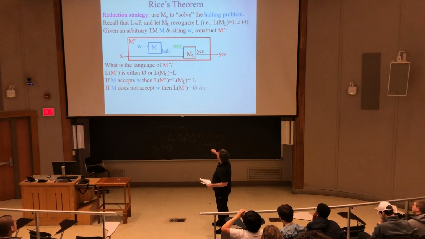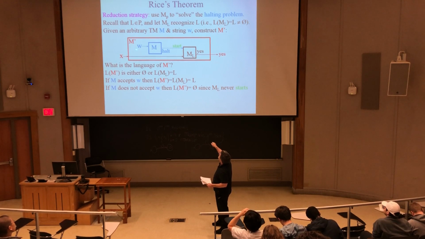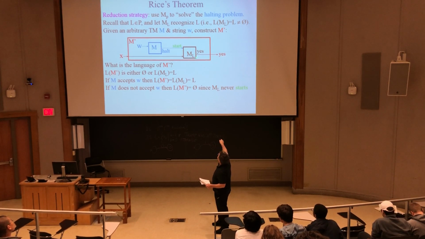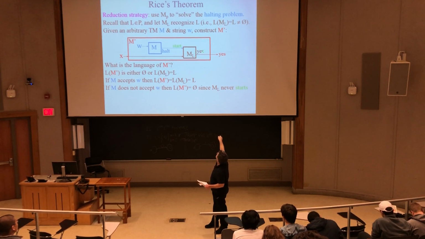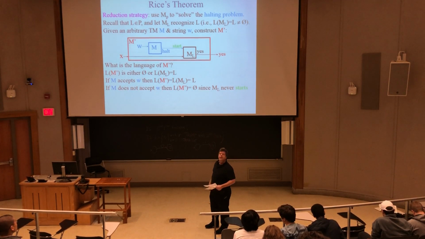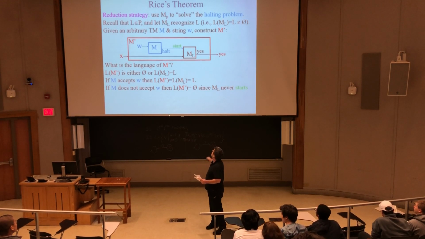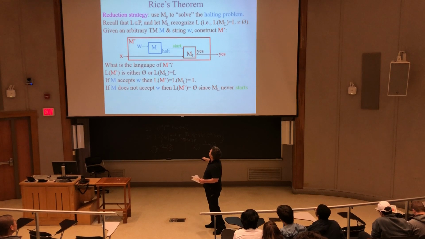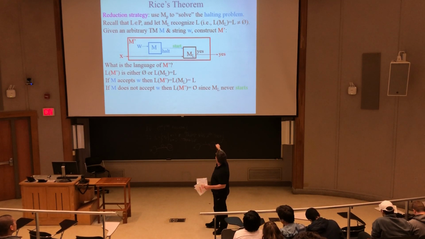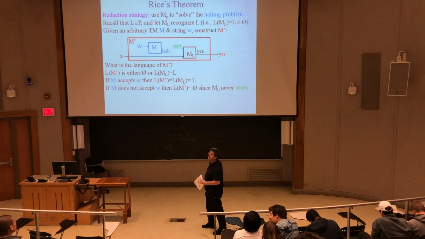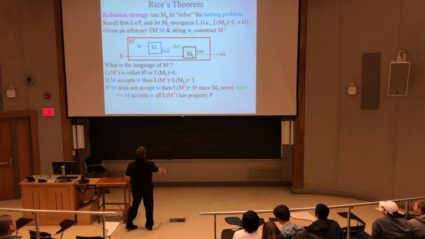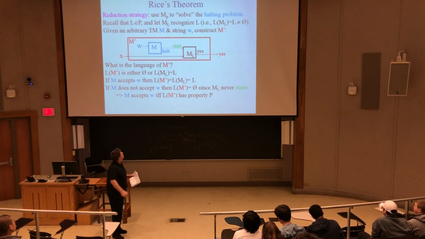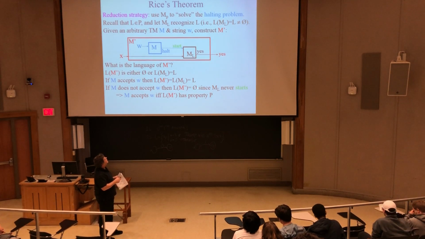On the other hand, if M does accept W, then this will fire up, and the language of M prime will be whatever the language of M sub L is. M prime does whatever M sub L does. A yes becomes a yes, and a no becomes a no. So the language of M prime will simply be L. If M doesn't accept W, the language of M prime will be empty. If M accepts W, the language of M prime will be L. In other words, M accepts W if and only if the language of M prime has property P, because L is in P and the empty set is not in P.